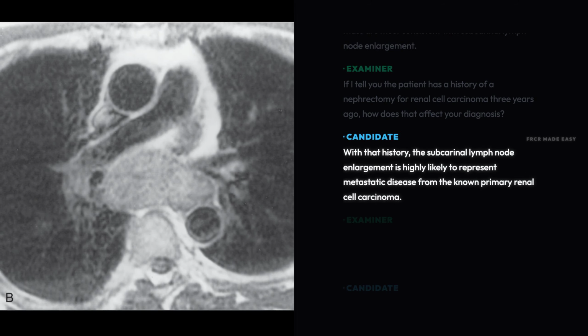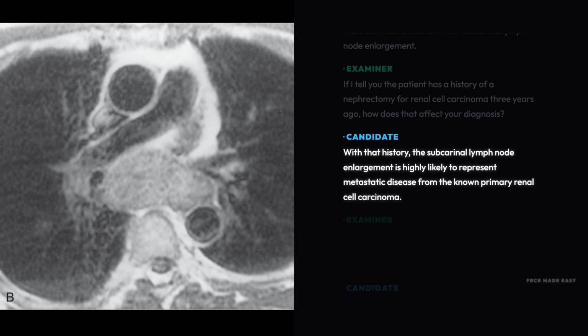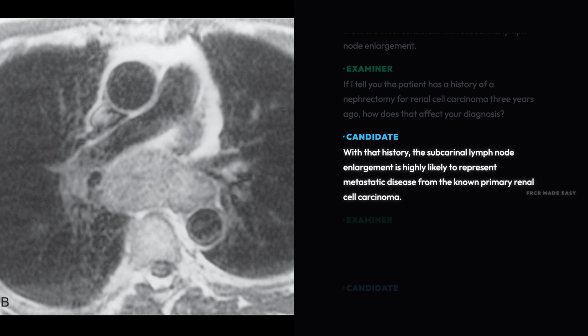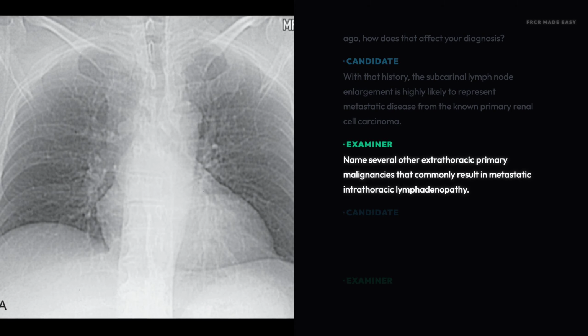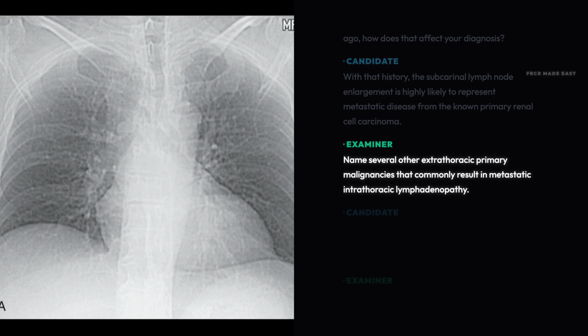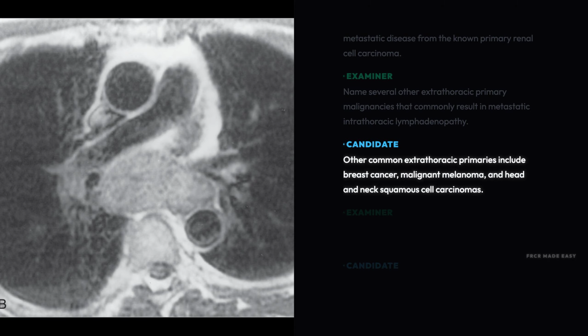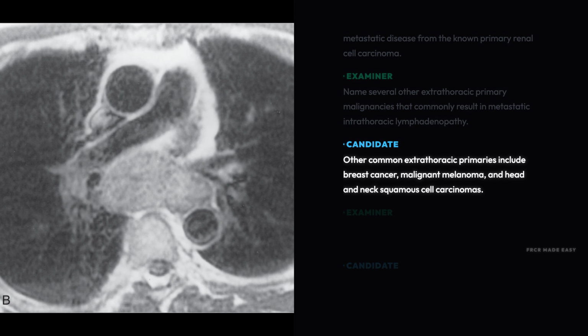With that history, the subcarinal lymph node enlargement is highly likely to represent metastatic disease from the known primary renal cell carcinoma. Name several other extrathoracic primary malignancies that commonly result in metastatic intrathoracic lymphadenopathy. Other common extrathoracic primaries include breast cancer, malignant melanoma, and head and neck squamous cell carcinomas.